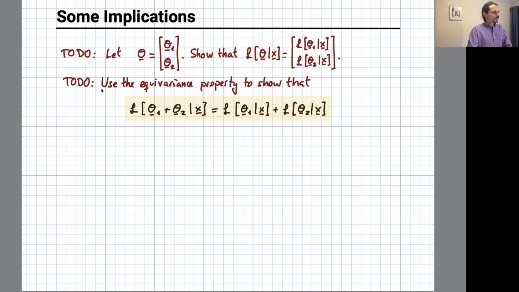So now let us apply the equivariance property to show that the LMSE estimator of the sum of two parameter vectors equals the sum of the LMSE estimators of each.